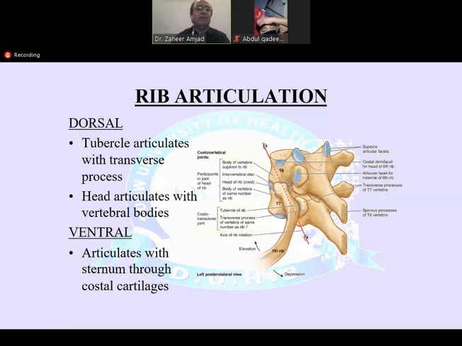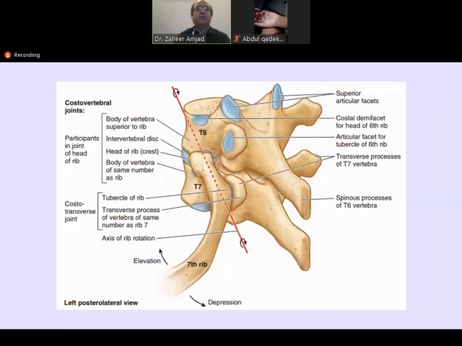Ventrally, the ribs articulate with the sternum. As I told you in a previous slide, this is the enlarged view of the joints on the posterior aspect of the ribs, right? Costovertebral and costotransverse joints. The red line shown over here shows you the axis of rotation of the ribs, how the ribs are elevated and depressed. Because there are strong ligaments on the posterior aspect, the movement is limited there, but that small movement leads to gross movement on the anterior end of the ribs.